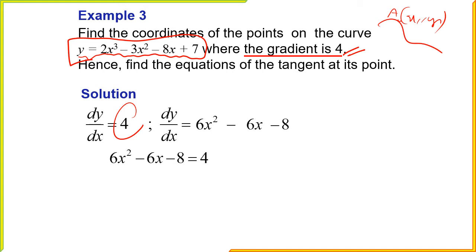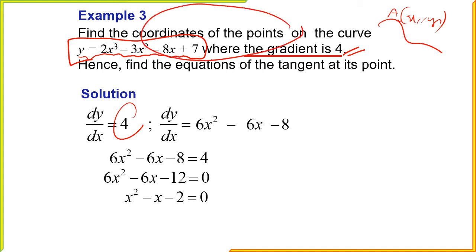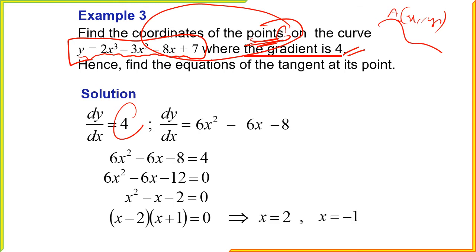Now to solve this quadratic, the right side should be equal to 0. So we need to bring 4 to the left side, we get negative 12. And then simplify, we get x squared minus x minus 2 equal to 0. Because the coordinates can be more than one point, that's why we will have two values of x. So factorize x squared minus x minus 2, we will get x minus 2 multiplied by x plus 1 equal to 0. So the x coordinate can be x equal to 2 and x equal to negative 1.